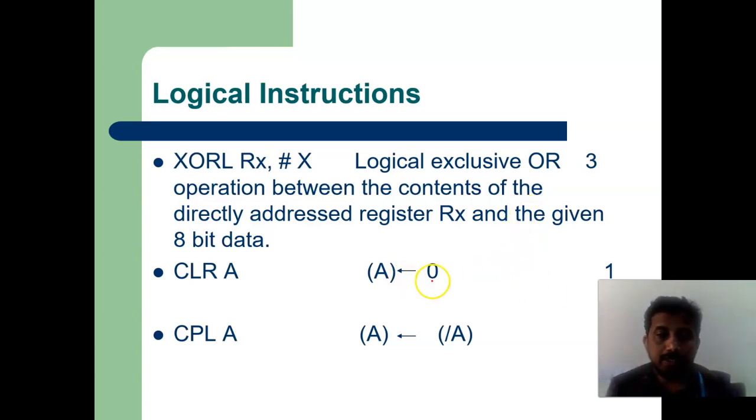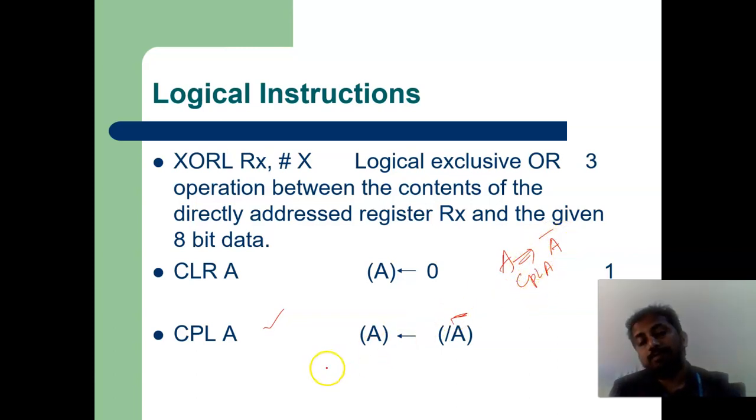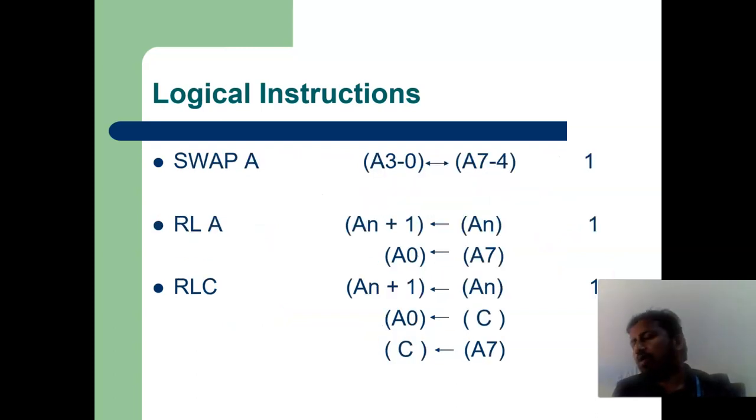instruction CPL. CPL stands for complement, and here also the A register should be taken into consideration. What CPL A does is that whatever the contents of A are, it complements the A contents and gives A bar. So when you have A and go for CPL of A, you will get the complement. And if you want to clear the A register contents, you can use CLR A, because we use it for all the different processes.